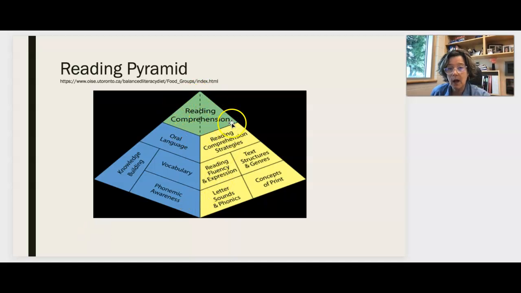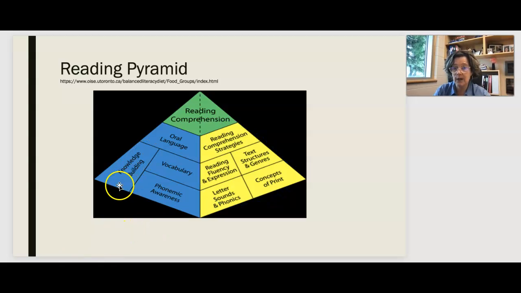So the ultimate is reading comprehension, right? If you actually don't understand what you're reading, but you can read it fluently, it's not the ultimate. So you ultimately want the kids to comprehend what they're reading. The print skills are here in yellow. Okay, so these are the print-based skills here. So reading comprehension strategies, reading fluency, text structures and genres, letters, sounds, and phonics, and concepts of print.